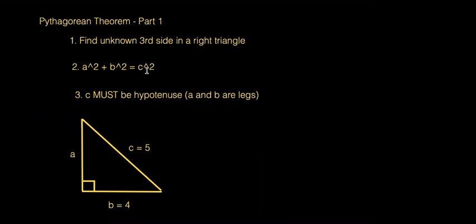You must understand that c is the hypotenuse. Hypotenuse means the longest side of a triangle. A and b are going to be the legs. Do not put the hypotenuse here or here. Do not put a leg here.